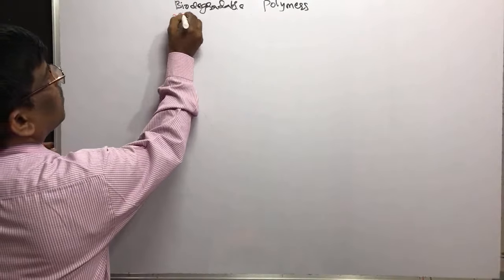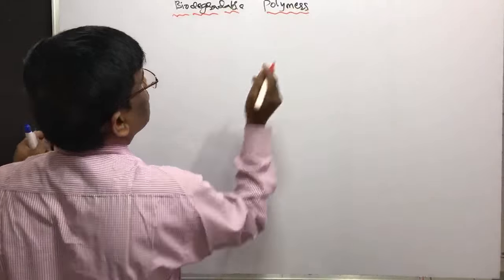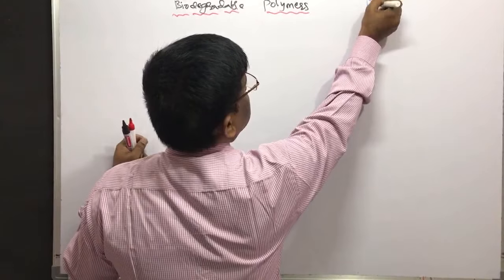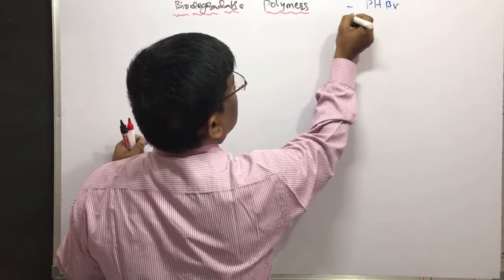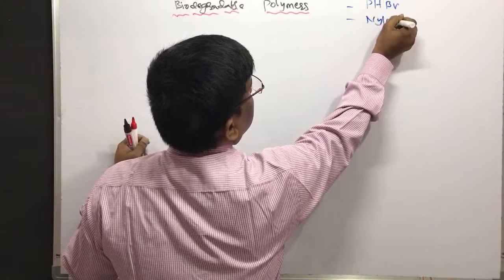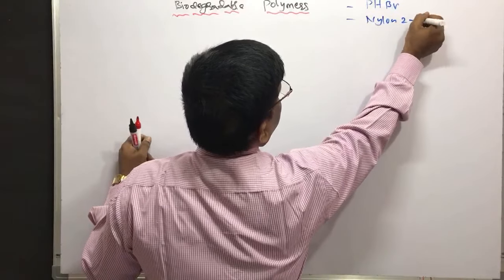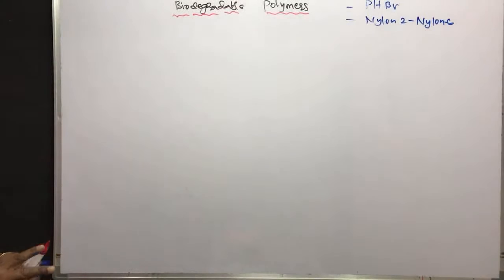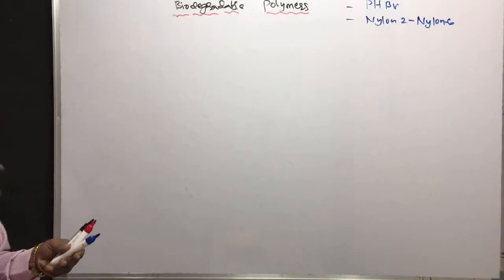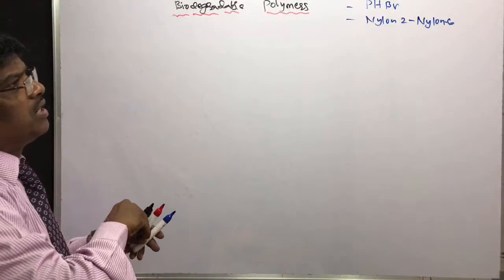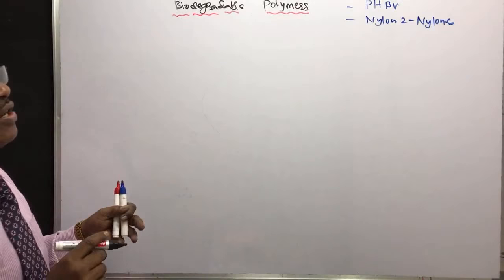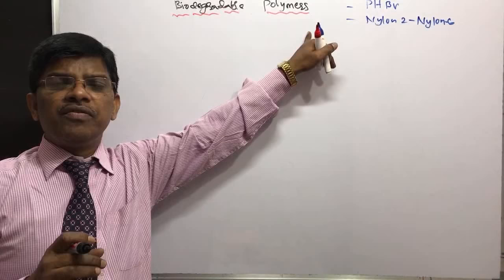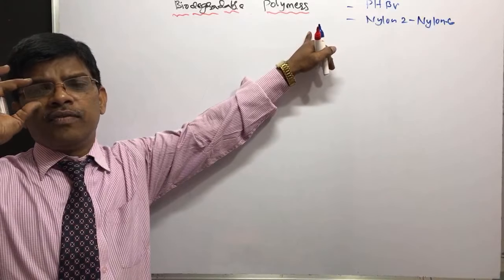So, biodegradable polymers. There are two polymers we are going to learn, PHBV and nylon 2-nylon 6. These polymers are designed and prepared, and now we are using them. Biodegradable means these are not going to withstand in the environment for a long time.